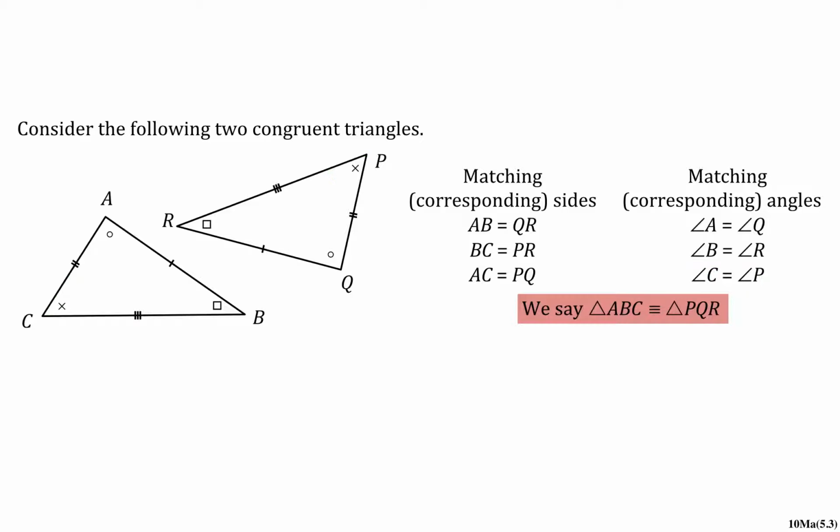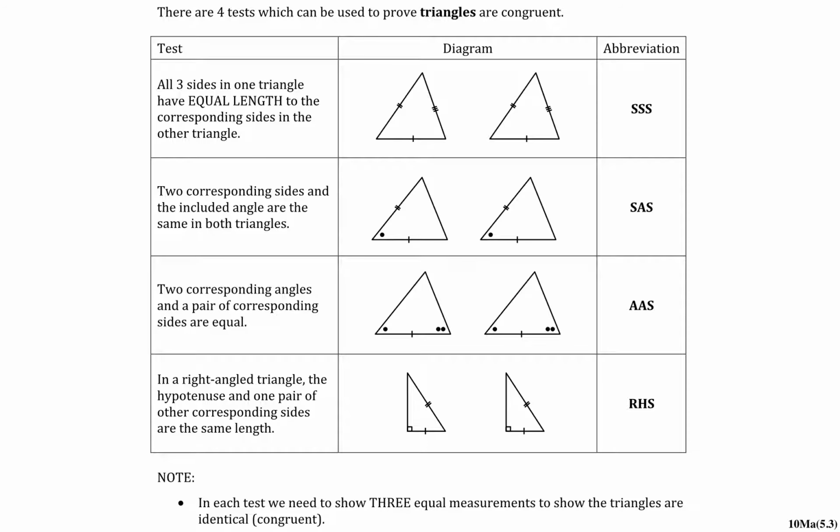Now, when we're testing for congruence, there are four different things that we can look for. And these are the four tests. What we can do is look at our triangles, and if we can see that the three sides are all the same length, then they are identical shapes because the three sides match up. And that's what this SSS means. It means both triangles have corresponding sides that are all the same length.